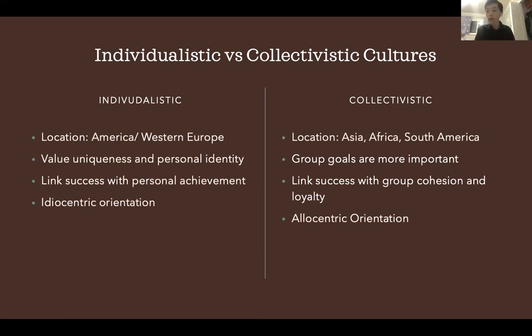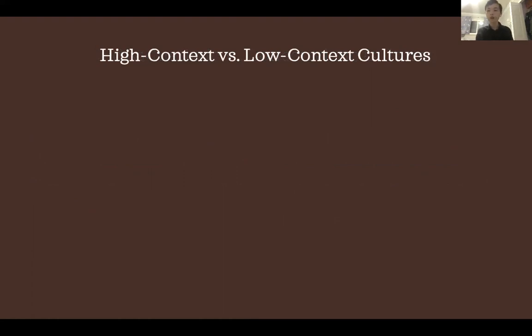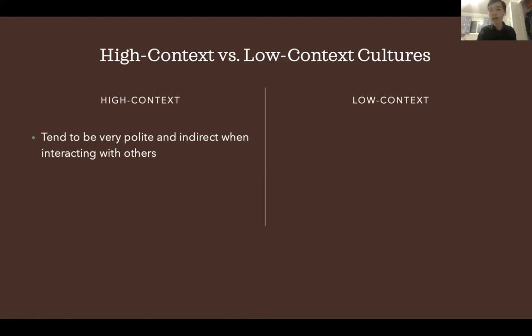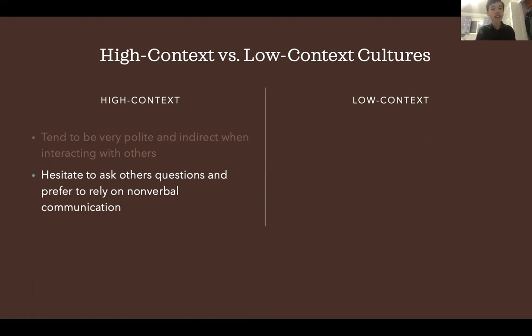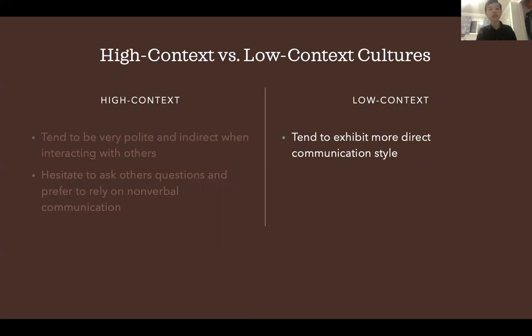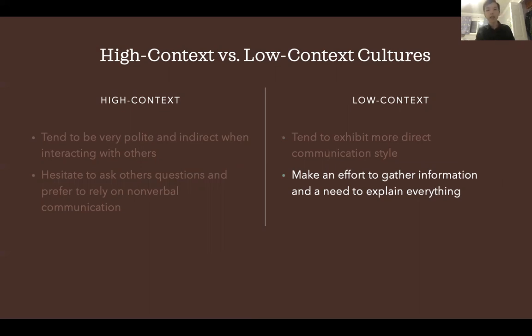There's also another way that we describe cultures, which is high context and low context cultures. I have another T-chart for you. In high context cultures, they tend to be very polite and indirect when interacting with others, and they hesitate to ask questions and prefer to rely on nonverbal communication. Low context, on the other side, tends to exhibit a more direct communication style and makes an effort to gather information and explain everything.